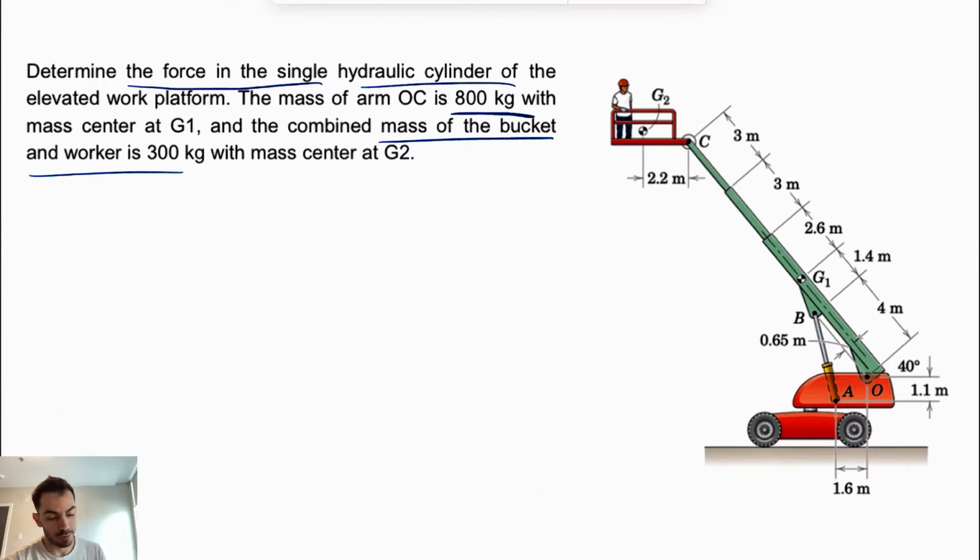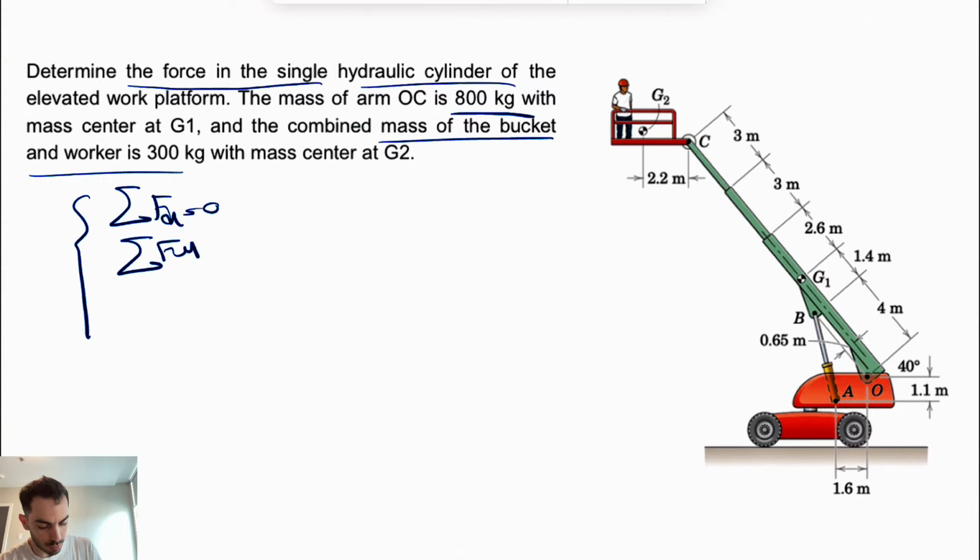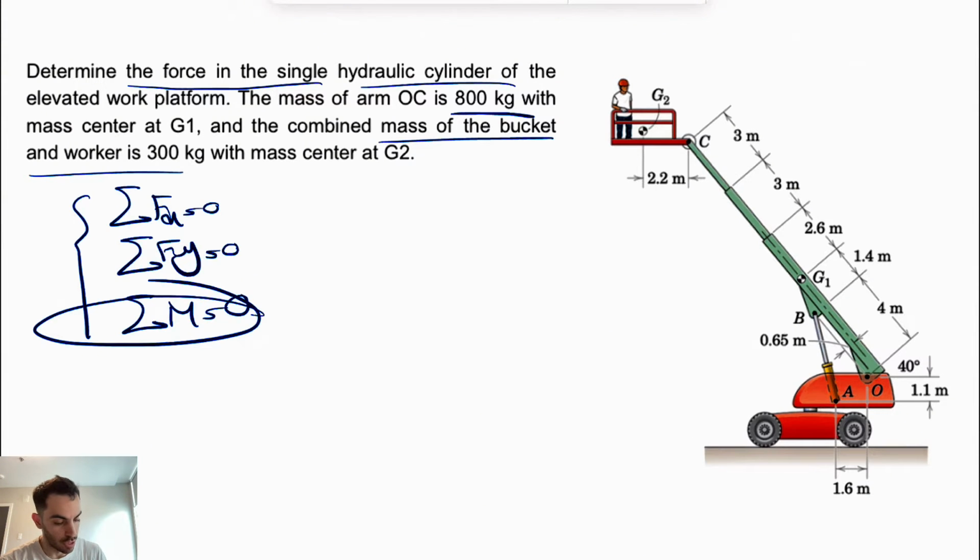We're going to start with the free body diagram as always, and we're going to have three different equations: sum of all forces in X equals 0, sum of all forces in Y equals 0, and we're going to have one moment equation as well. But since we are interested in the force in the hydraulic cylinder AB, we should be able to find it in one shot by our moment equation. So let's just show all the forces that we have for this part of this system.